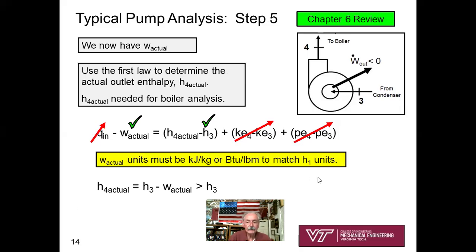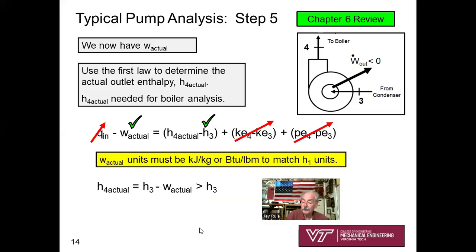Okay, now I told you, looking ahead, we're going to have to analyze the boiler, so we need H4. We need H4 actual, because we've got an actual pump, right? And so how will we do that? We'll apply the first law. If you don't know what to do, apply the first law. See if that can help you. And it can in this case, right? So Q dot, that's 0, so we've got an insulated pump, minus W actual. Just found it, okay? Equals what?